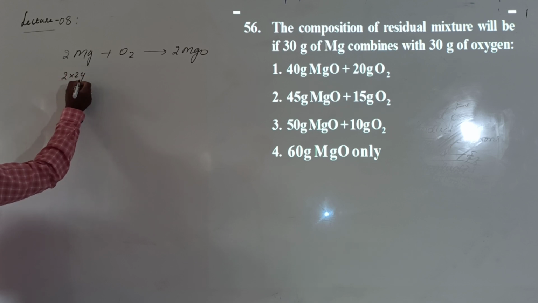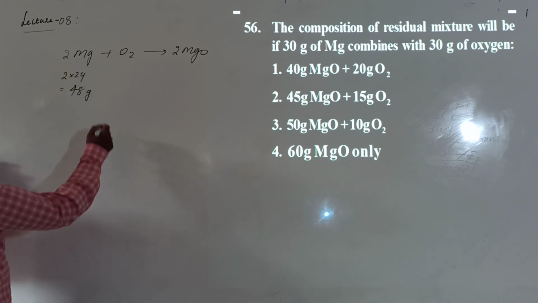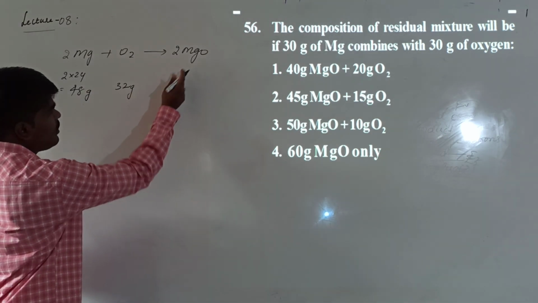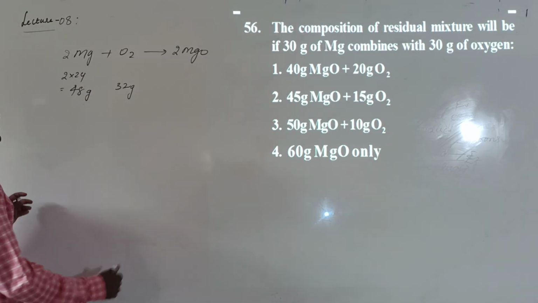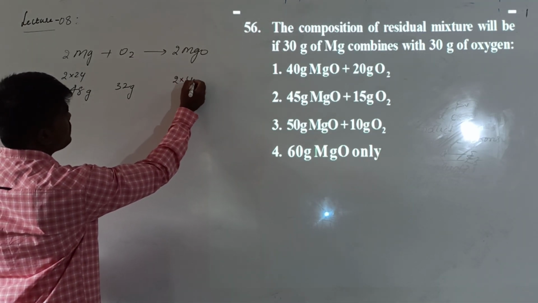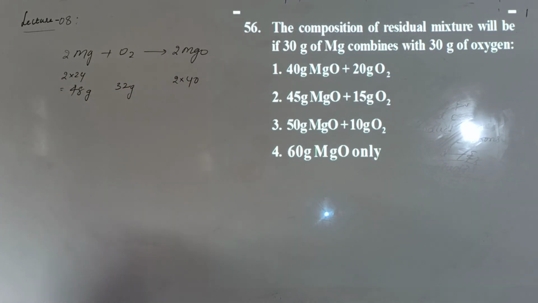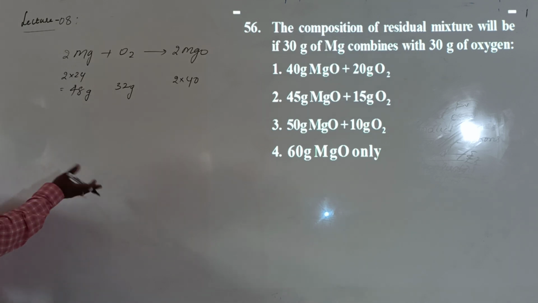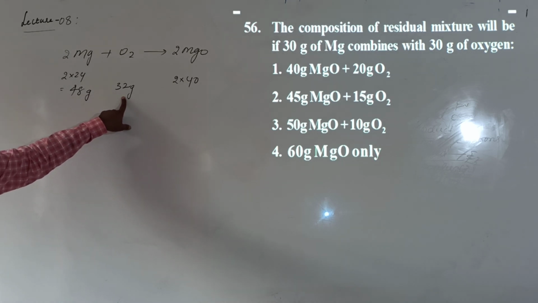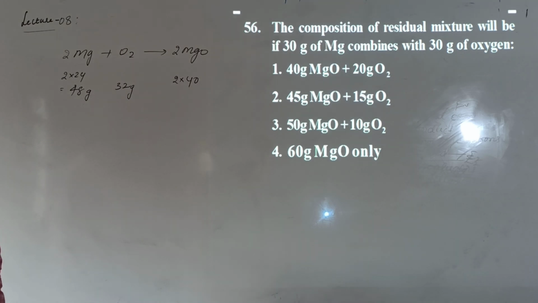24, that is 48 grams. 48 grams of magnesium will react with 32 grams of oxygen to form how many grams? It forms 2 into 40, right? 24 plus 16 will be 40. So generally, what is the weight to weight relation? 48 grams of magnesium reacts with 32 grams of oxygen. But in the question he said 30 grams of magnesium combines with 30 grams of oxygen.